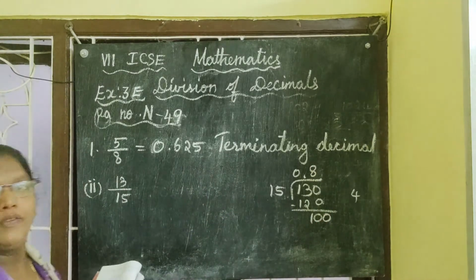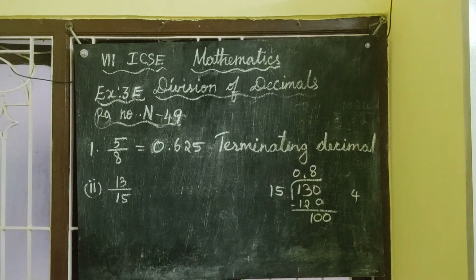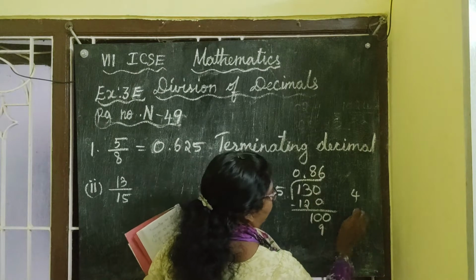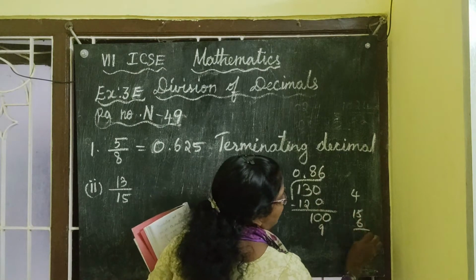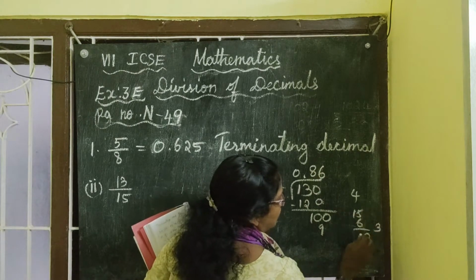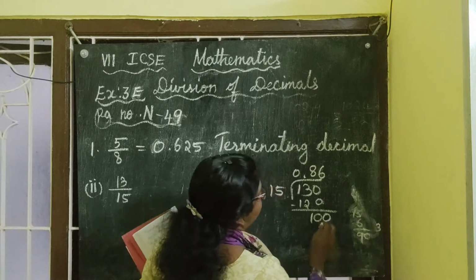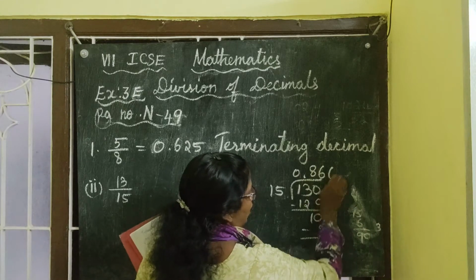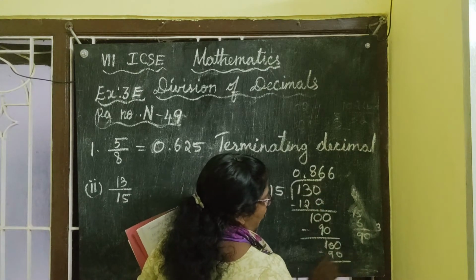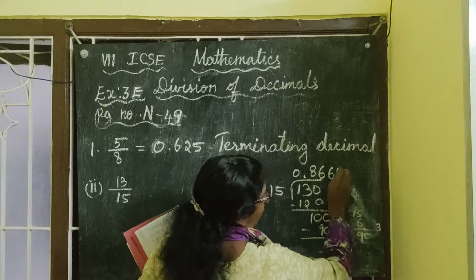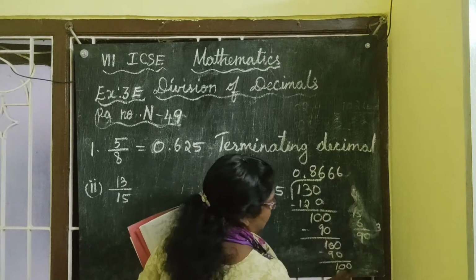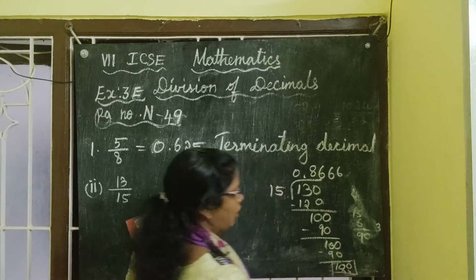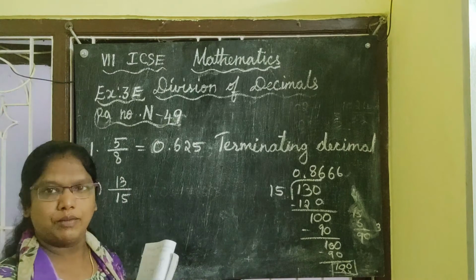Okay, in 100 how many 15s are there? 15 6s are 90. Again remainder 10. Add 0. Another 6, so 90. Again 10. Again add 0. So again 6, 10, 90. So if you keep on doing this, you will be getting a remainder. You are not getting 0 as remainder.